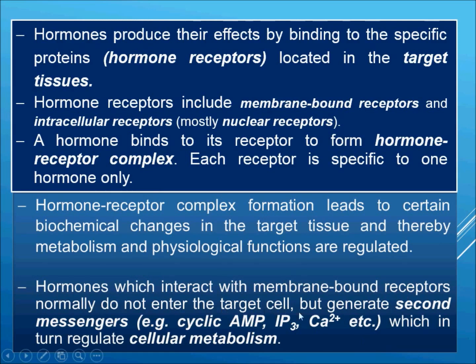Now the hormones which interact with the membrane bound receptors normally do not enter the target cell. That means they do not interfere with the cytoplasm of the target cell, but they generate secondary messengers such as cAMP, that is cyclic AMP, inositol triphosphate, that is IP3, and calcium ions, which in turn regulate cellular metabolism.